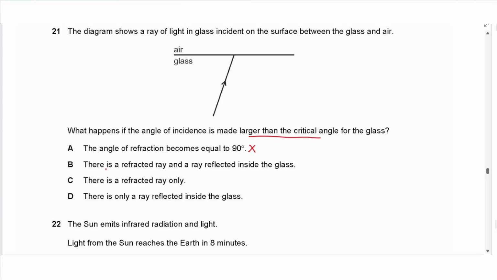No, there is no refraction. There is a refracted ray. No, this is a refracted ray only, no reflected ray only. There is no ray reflected. There is only a ray reflected inside the glass. Yes, that's total internal reflection. So the answer is D.